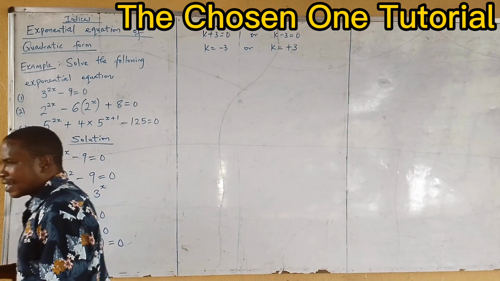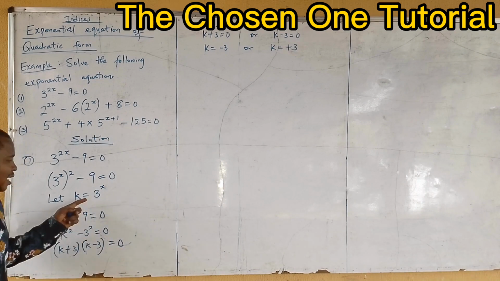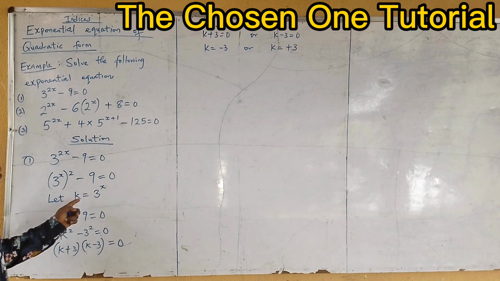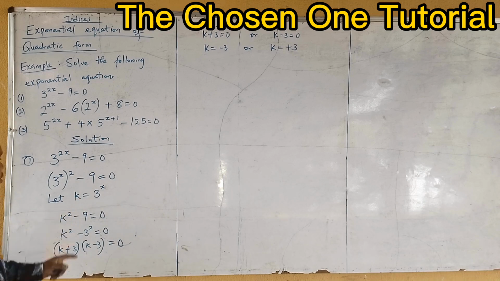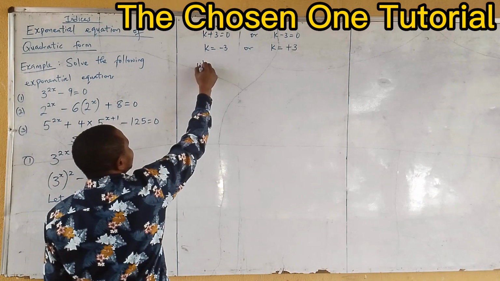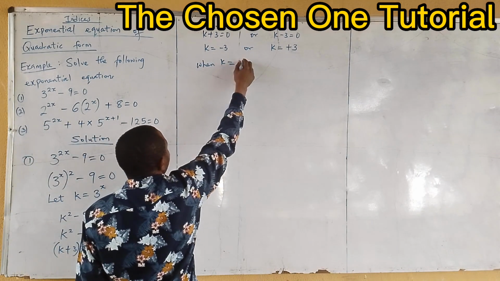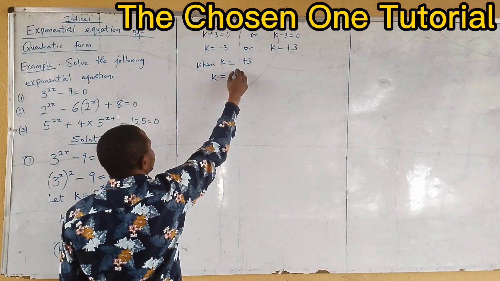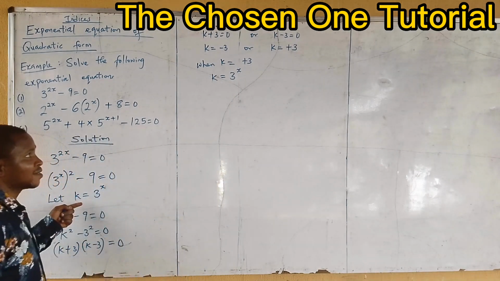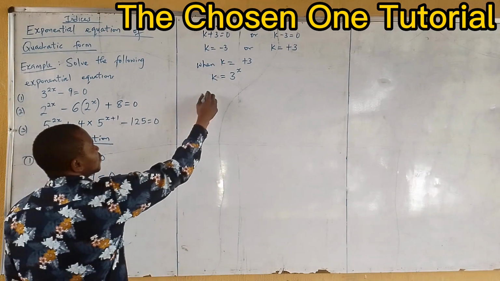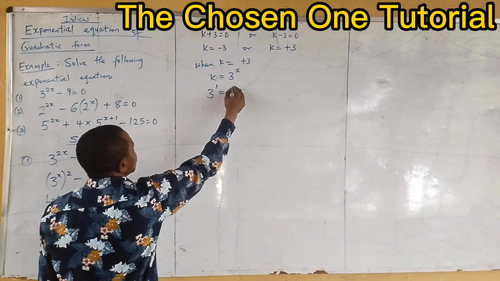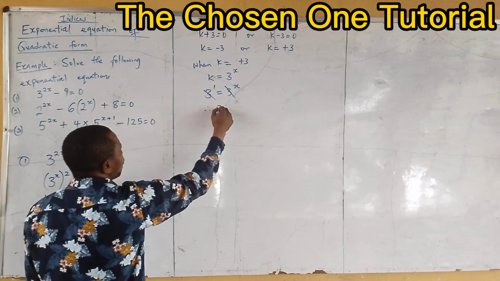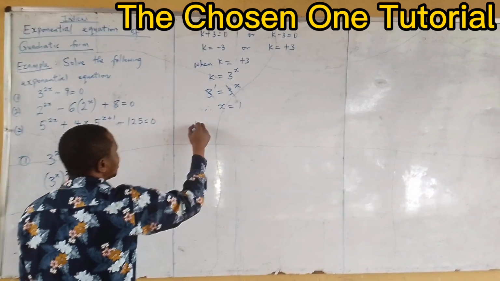So don't forget that we represent this exponential equation by k. So we are going to come back here. When k is equal to plus 3, don't forget that k is equal to 3 raised to power s. So we are going to have 3 raised to power 1 equal to 3 raised to power s. This 3 will eliminate 3 here. So therefore, s is equal to 1.